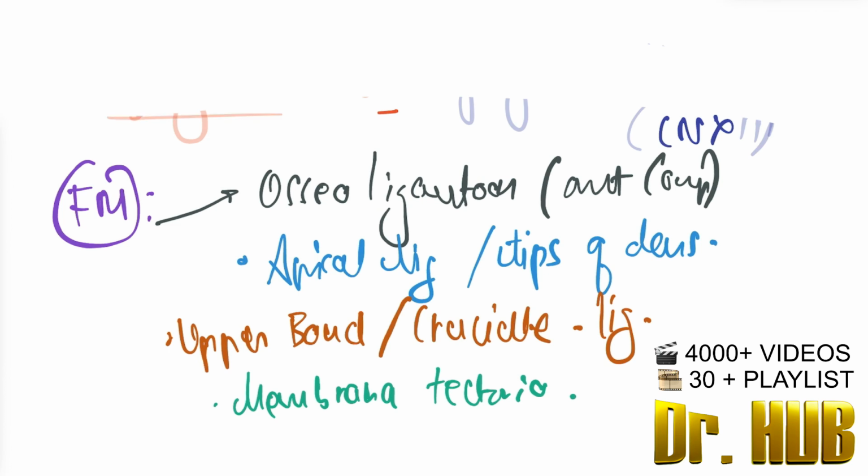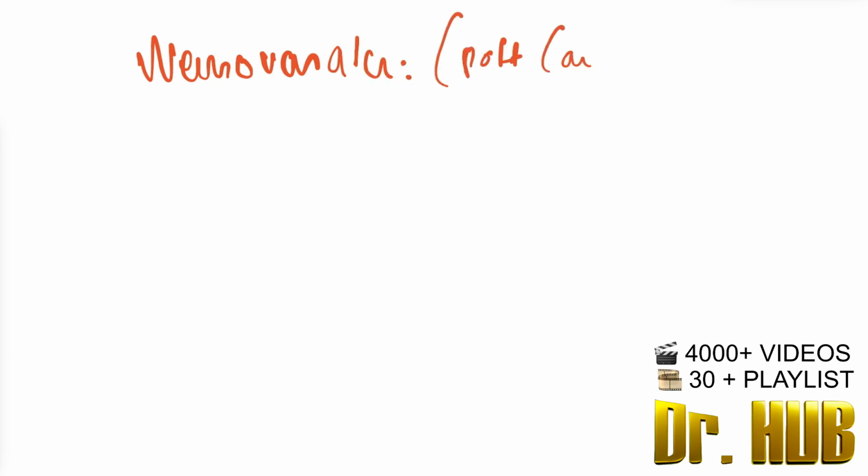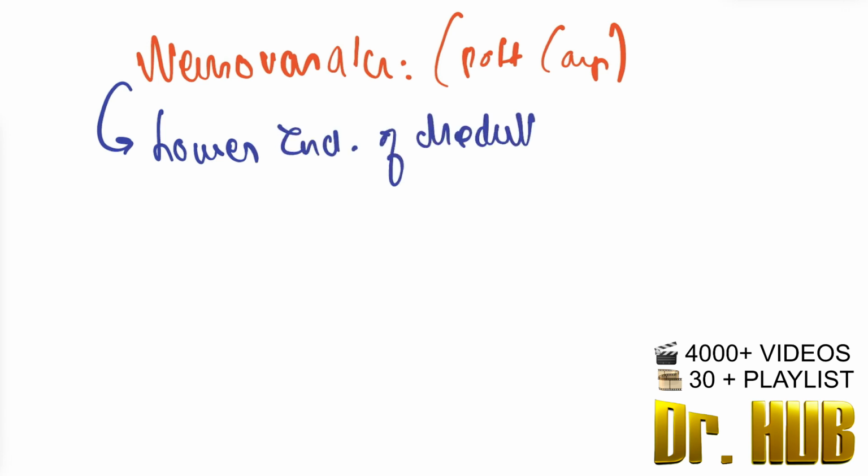So this was about the osseo ligamentous compartment. Next, we look at the neurovascular compartment, which is nothing but the posterior compartment. What are the structures? It includes the lower end of the medulla oblongata, with the meninges.